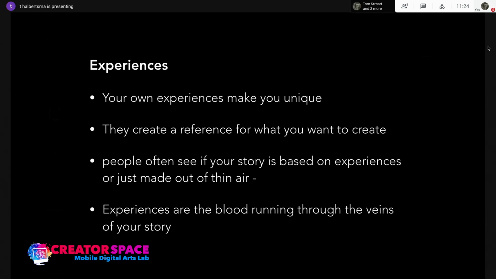Experiences are the blood running through the veins of your story. Well, that sounds really nice, but it's true. It's kind of the blood, but it's also the skeleton. It holds the whole story up.